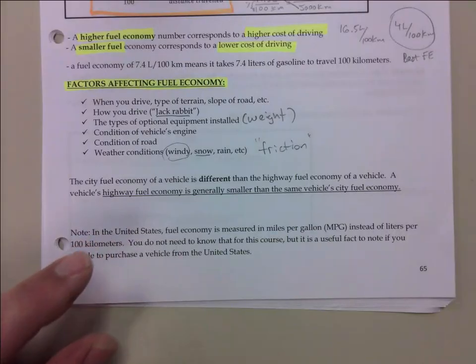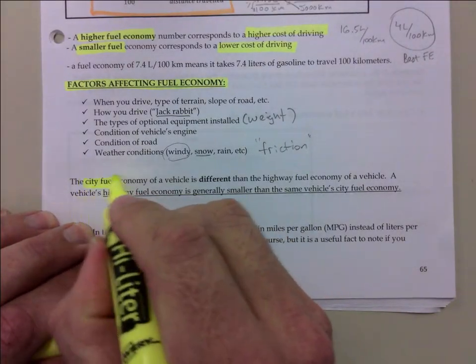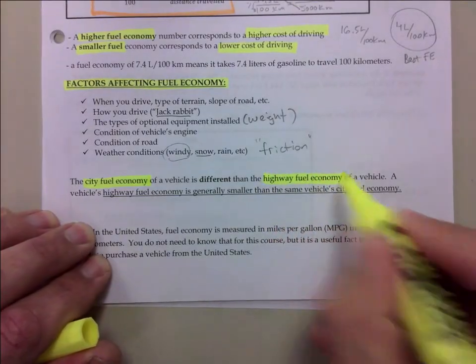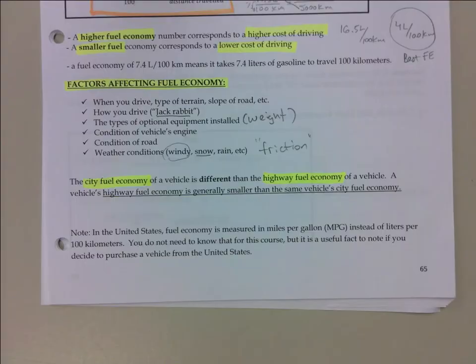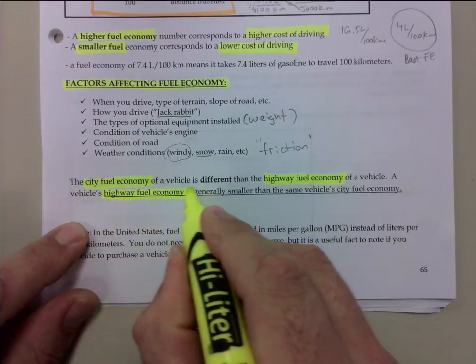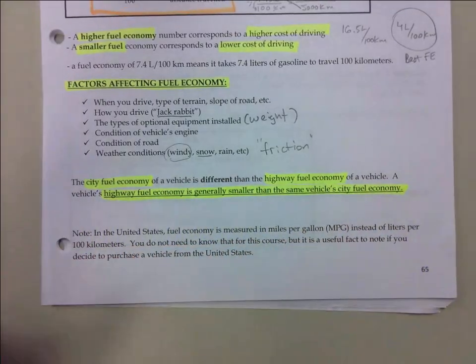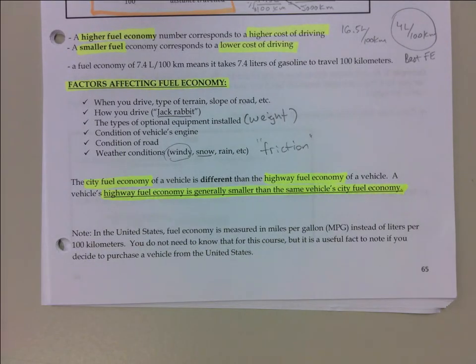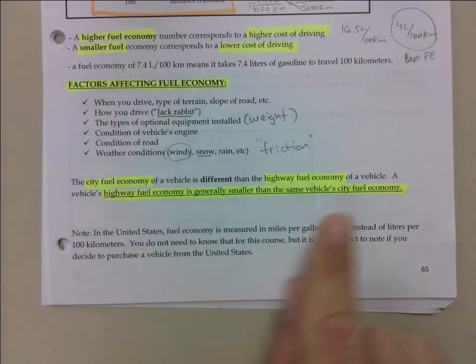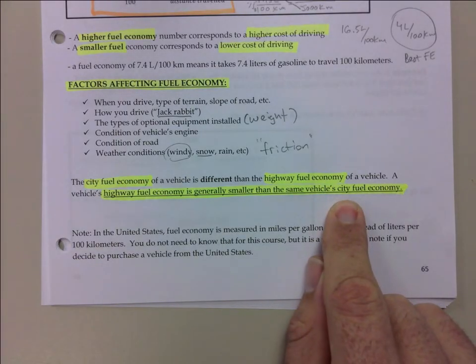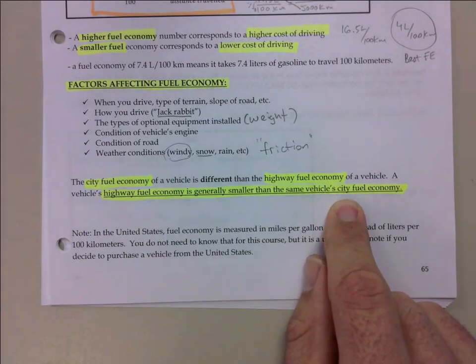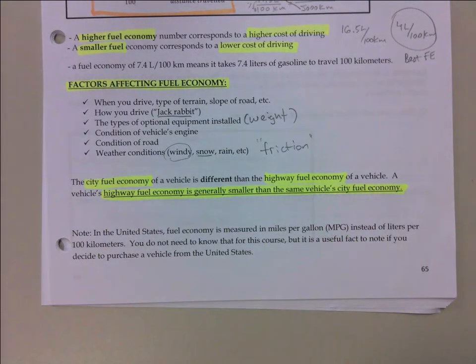And this is another one. The city fuel economy is different than highway fuel economy. Highway fuel economy is generally smaller than that same vehicle's fuel economy in the city. And why is that? When you go on the highway, do you start and stop a lot? Do you wait in traffic? You're coasting. You're keeping that speed, right? When you're in the city, you stop and go, idling. You're wasting gas a lot more.